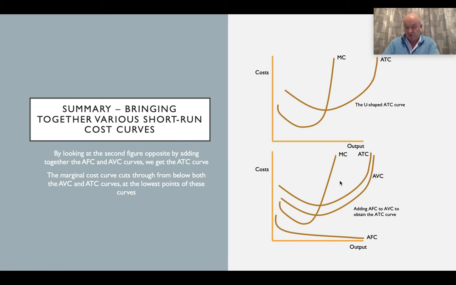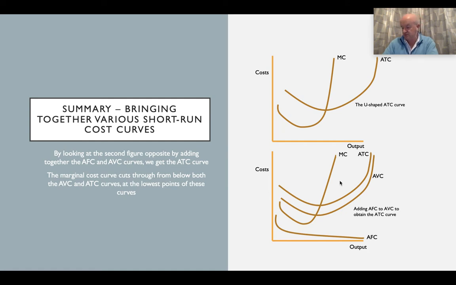So average variable cost will start to go up if marginal cost is increasing. If the marginal cost per unit, the cost of an extra unit of item produced, is more than the average variable cost, then that clearly is going to cause the average variable cost to increase, and the same with average total cost.